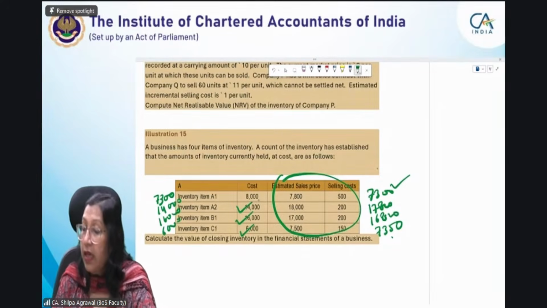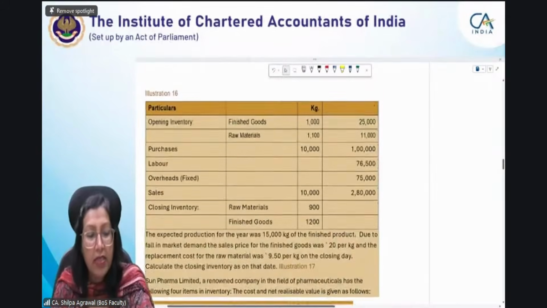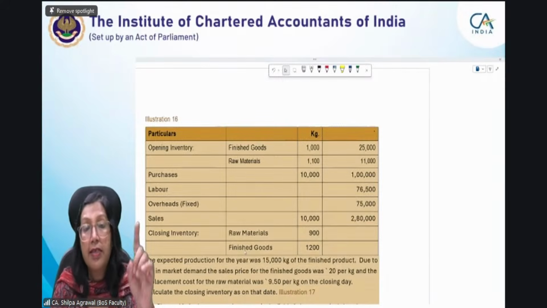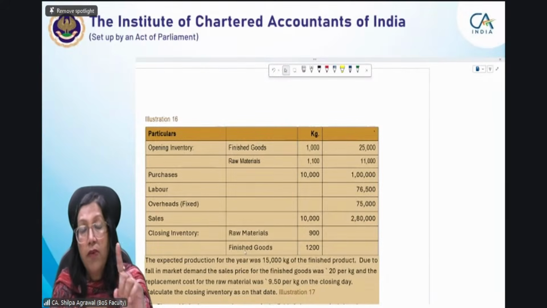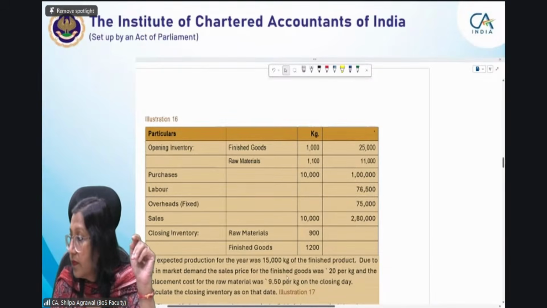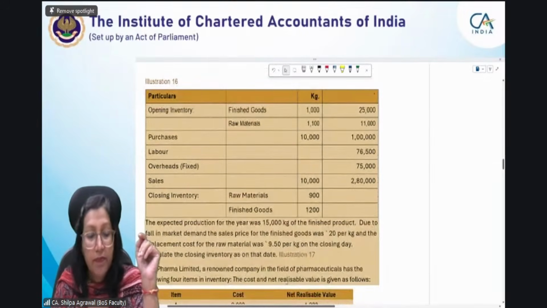We can do group also, but it is only for your explanation we have mentioned, it is not required. In the study material we have given the group, but not for it. Now, next illustration 16, what we were explaining right now, what will be the valuation of finished goods and what will be the valuation of raw material. Okay? Moving to illustration 16, students.